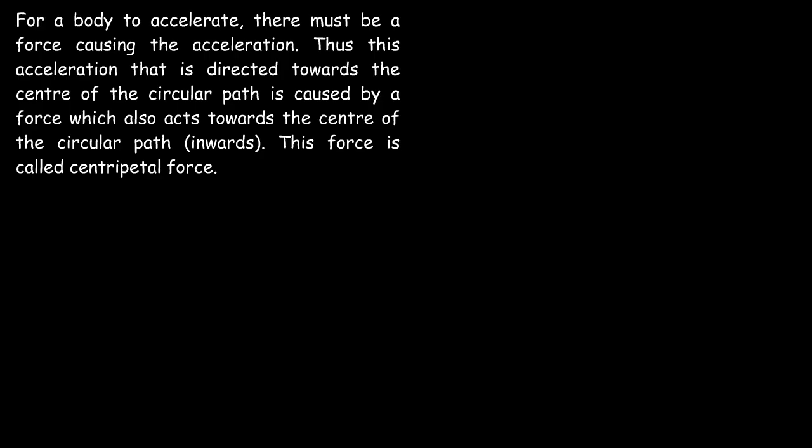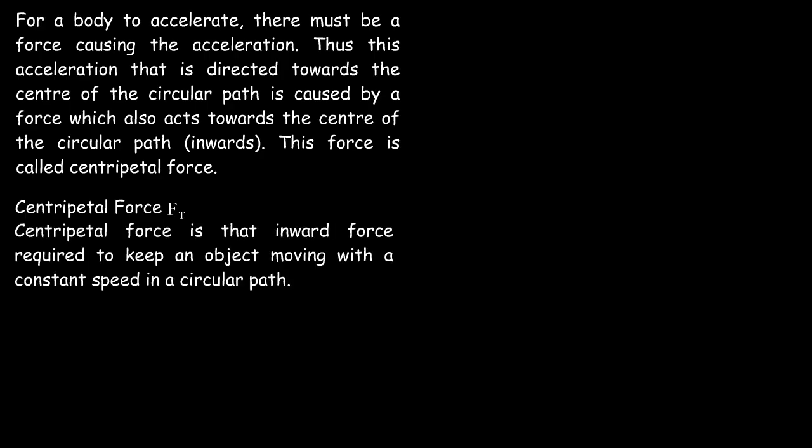For a body to accelerate, there must be a force causing the acceleration. Thus, this acceleration that is directed towards the center of the circular path is caused by a force which also acts towards the center of the circular path, that's inwards. This force is called centripetal force. Centripetal force is that inward force required to keep an object moving with a constant speed in a circular path. It is given by the formula F equals mv squared over r, where m is the mass of the moving object.